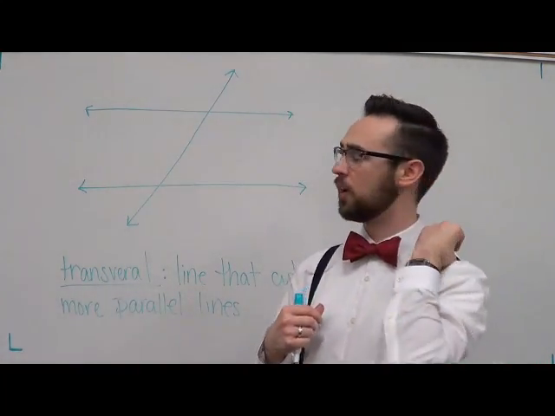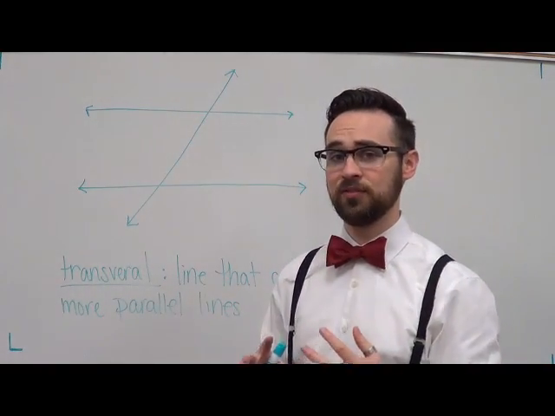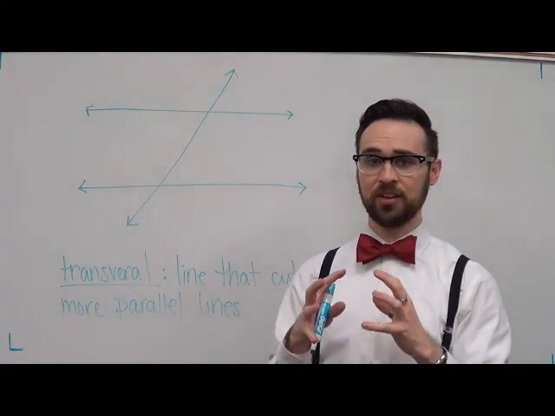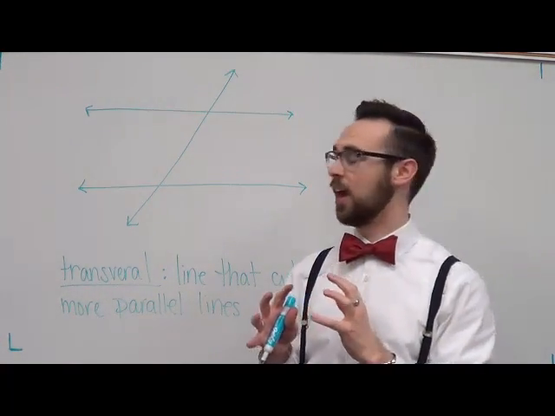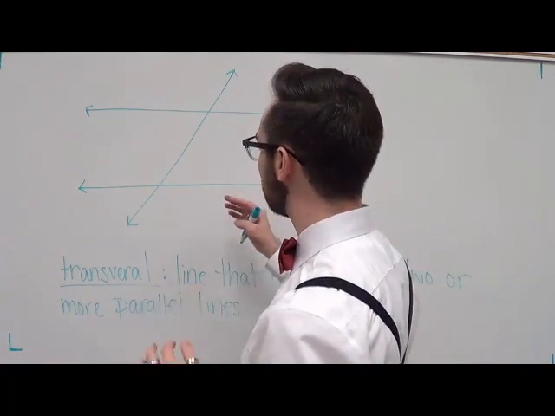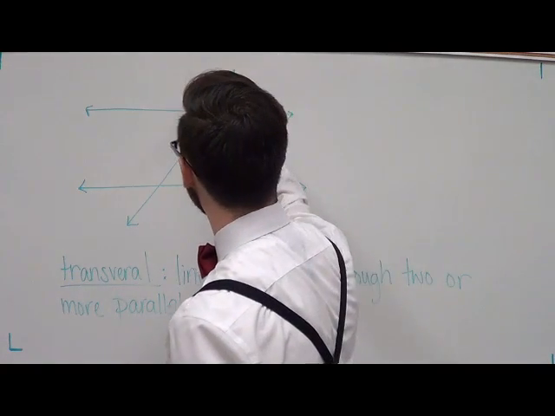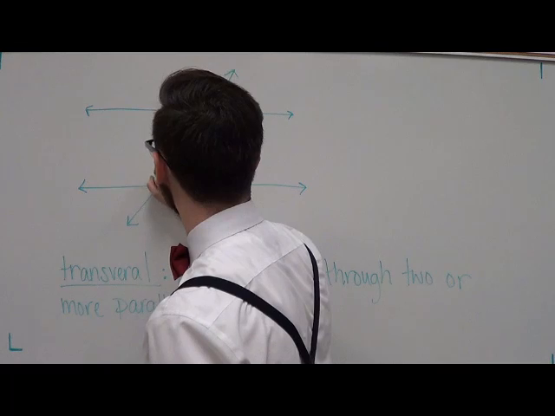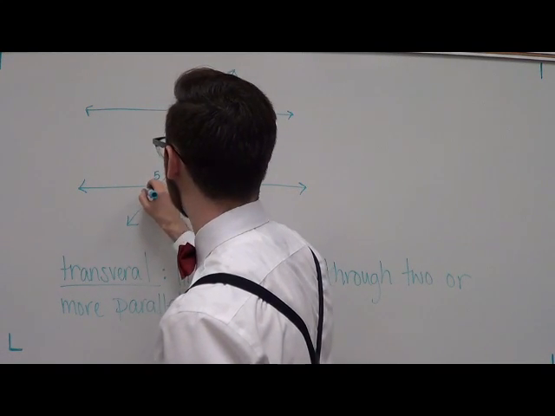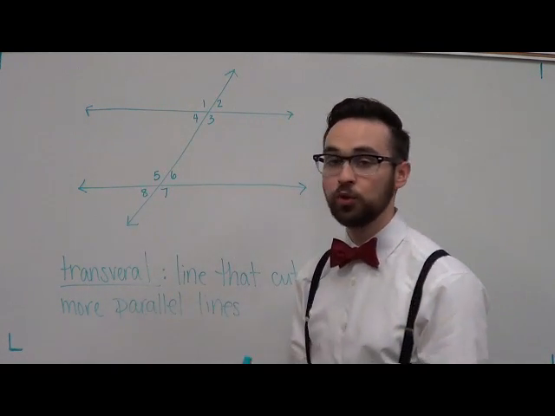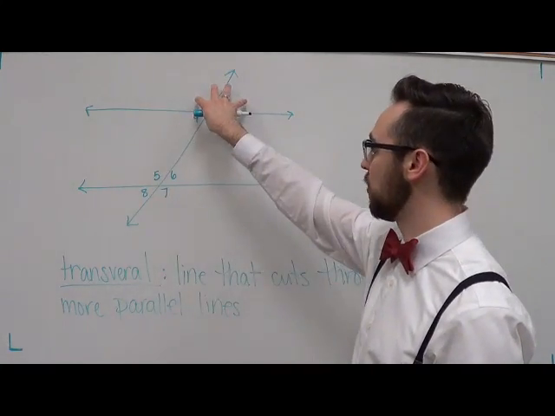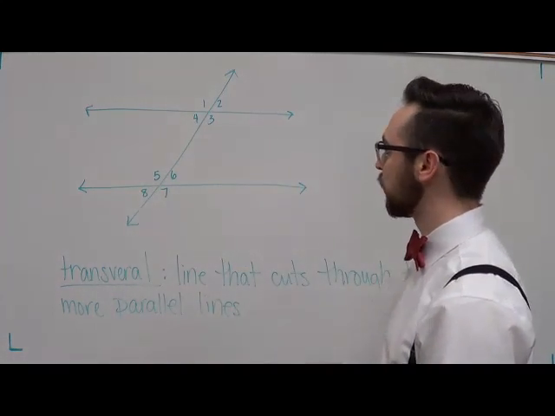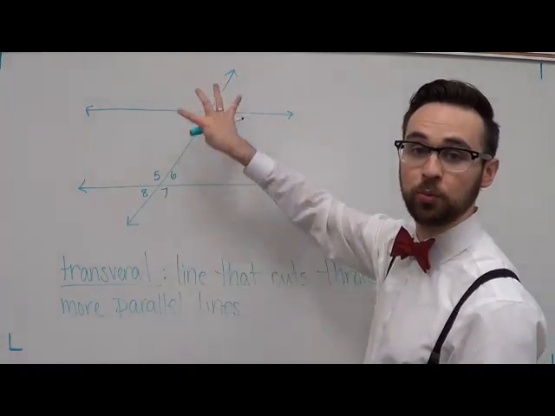Now the transversal actually creates several different angle types and pairs and sets that we're going to look at. The first one, so if I number these, 1, 2, 3, 4, 5, 6, 7, 8. So we really have two different groups of angles. We have this group up here and we have this group down here. We're going to relate these two groups of angles.